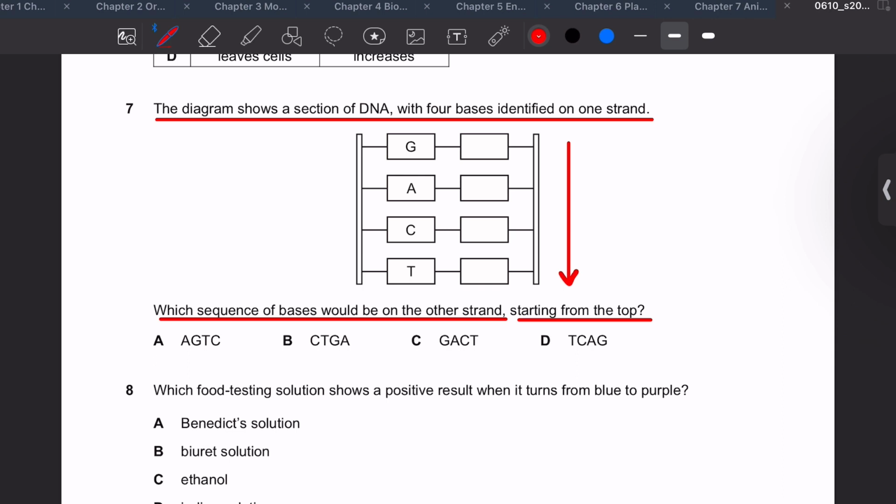Anyways, so we have to find the sequence of bases. For the DNA, there's a rule. Certain bases will only pair with certain bases. So, for instance, A will always pair with T. C will always pair with G. And this is called complementary base pairing.